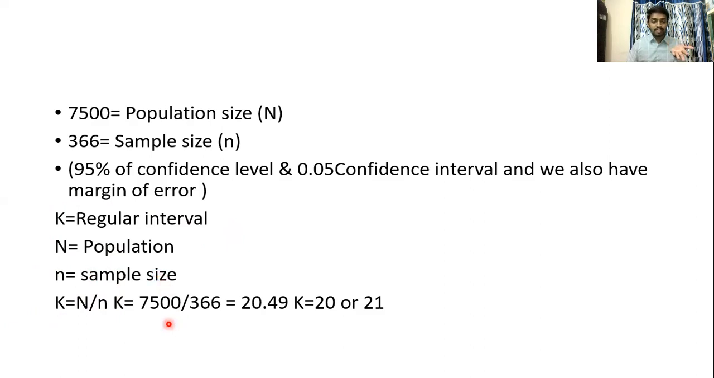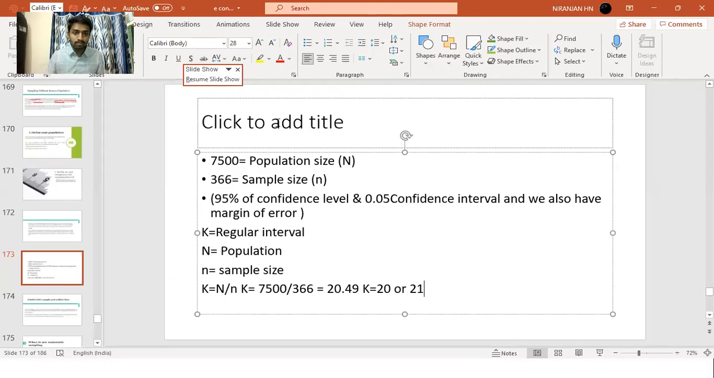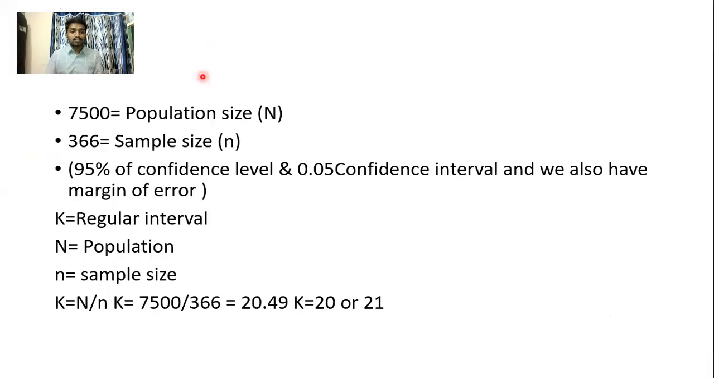So with the example from the previous slide, we have 7,500 divided by 366. Our outcome will be 20.496562. We'll take two decimals, so it is 20.49. We can round this off to 20 or 21. You have two possibilities here: you can take either 20 or 21.